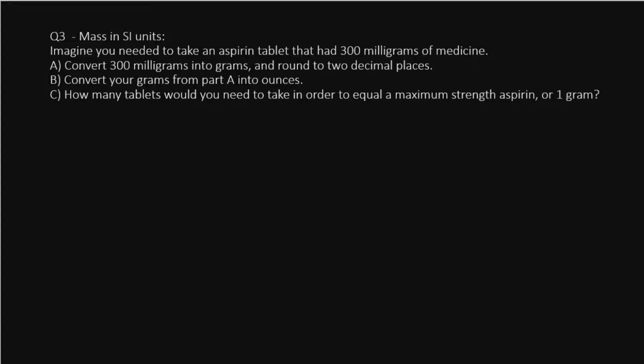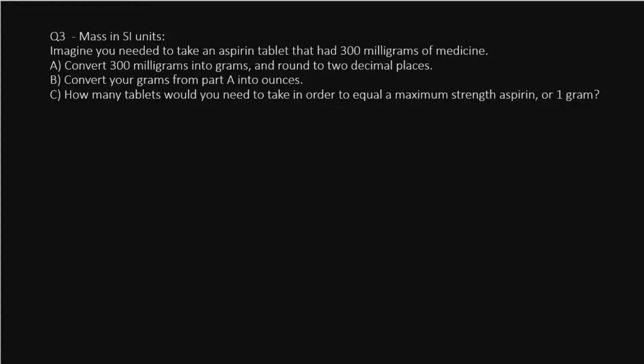In this problem, we'll review how to find mass using SI units and converting between them. Imagine we have an aspirin tablet that has 300 milligrams of medicine. In question A, we are asked to convert those 300 milligrams into grams and round to 2 decimal places.